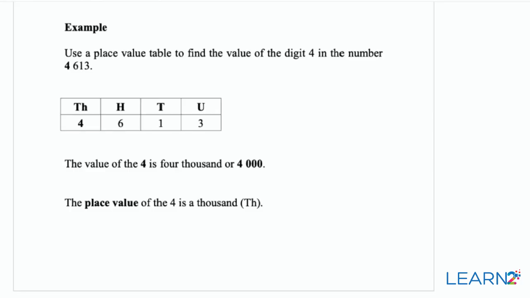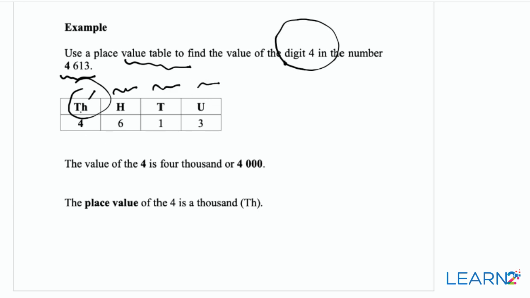So the first thing we want to look at here is what we call a place value table. Now if we take a look at the number 4613, if I were to ask you what the digit 4 in the number 4613 represents, what would you say the answer is? Well, remember, if we've got 4 digits in a number, our place value table starts with TH, which is thousands, then it goes to the hundreds, then the tens and the units. So we know that the 4 is in the thousands column. So if we've got a 4 in the thousands column, then the 4 represents 4,000.